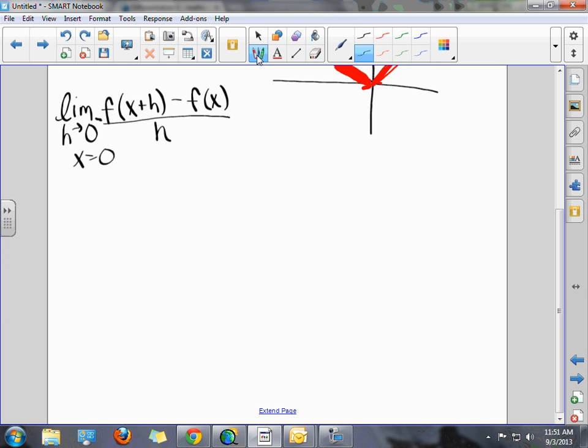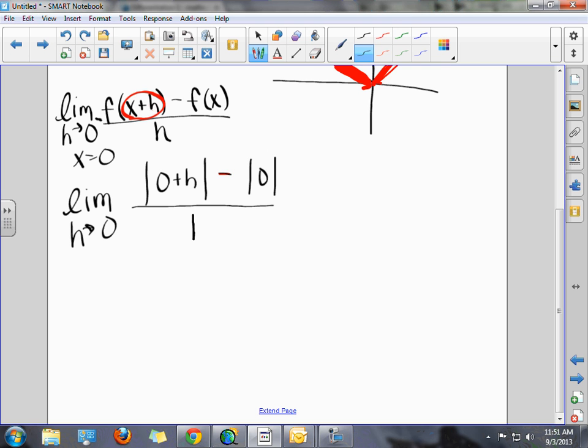So this is going to be the limit as h goes to 0 of the absolute value of 0 plus h. I'm just plugging this in for x, substituting 0 for x. And now I'm going to have minus f of x, so that's just going to be minus the absolute value of 0, all over h.